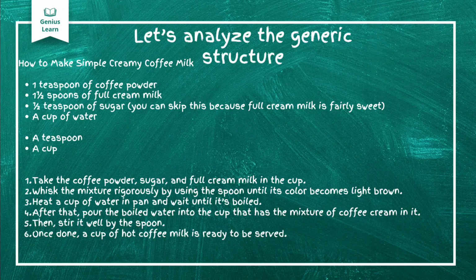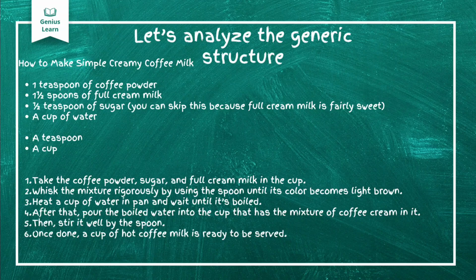There are points below that. The first is 1 teaspoon of coffee powder, and then 1.5 spoons of full cream milk, and then a half teaspoon of sugar, and then a cup of water. There are also some numbers. In this there are 6 numbers.